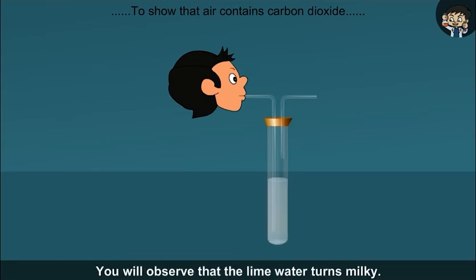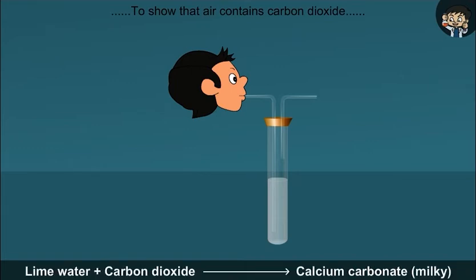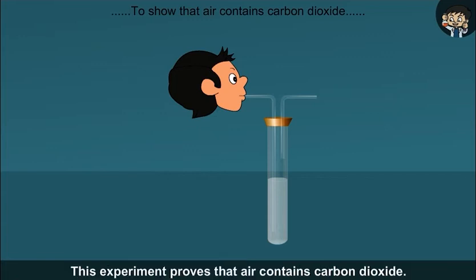You will observe that the lime water turns milky. This shows that carbon dioxide present in the air reacts with lime water to form calcium carbonate. This gives a milky appearance to the solution. Lime water plus carbon dioxide gives calcium carbonate, milky. This experiment proves that air contains carbon dioxide.